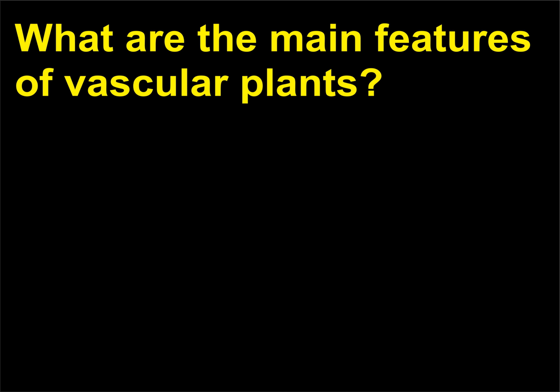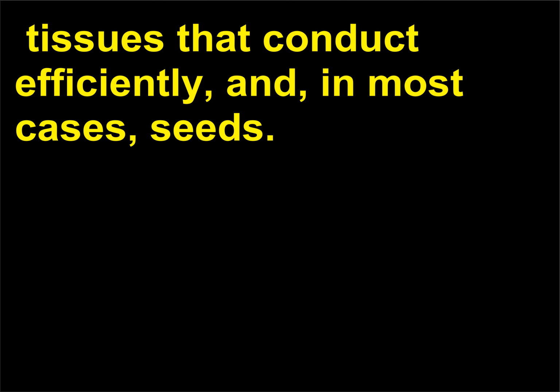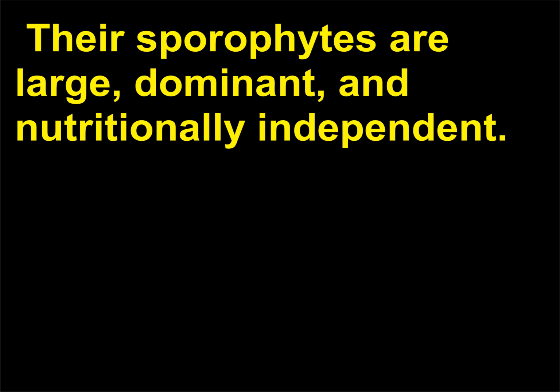What are the main features of vascular plants? Vascular plants have leaves, roots, cuticles, stomata, specialized stems, tissues that conduct efficiently, and, in most cases, seeds. Their sporophytes are large, dominant, and nutritionally independent.